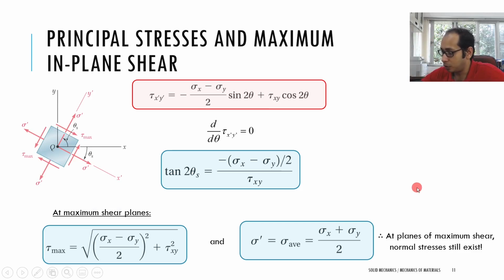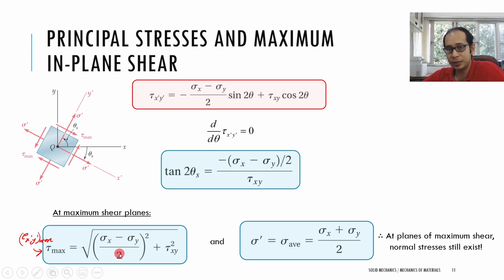Now coming back to our original question, do the sigmas vanish? The answer is no. Although for this theta s rotation over here, the rotation is shown in the clockwise direction, when we look at a problem this will make much more sense to you. At this theta s rotation, your tau x prime y prime becomes the maximum, tau max. So if I just write it out, this is essentially tau x prime y prime maximum, which becomes this expression.